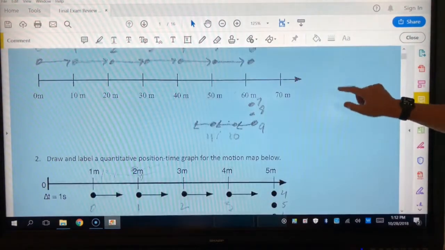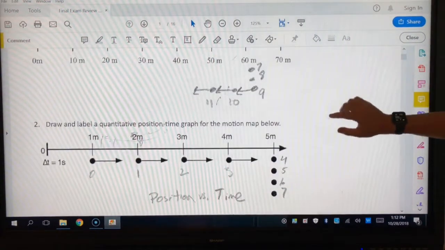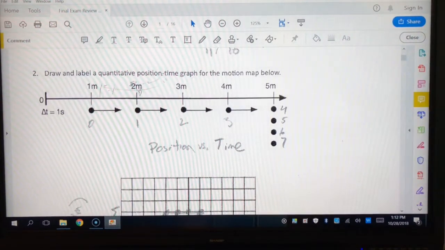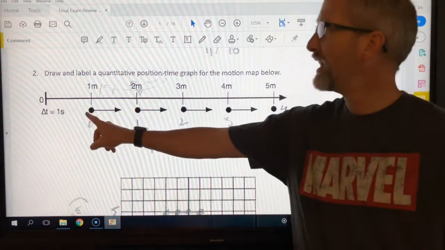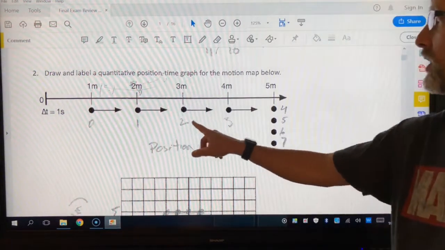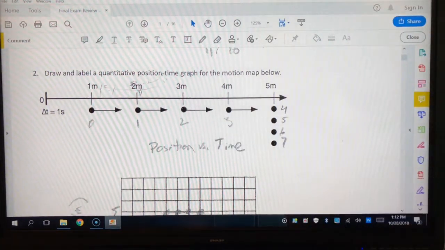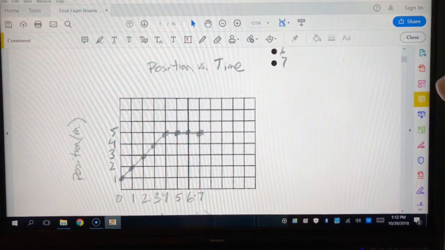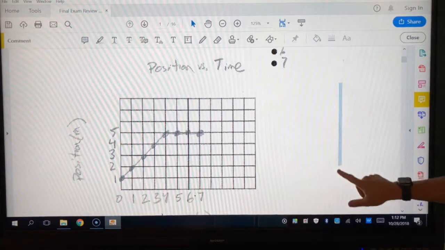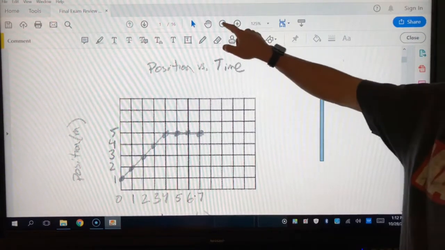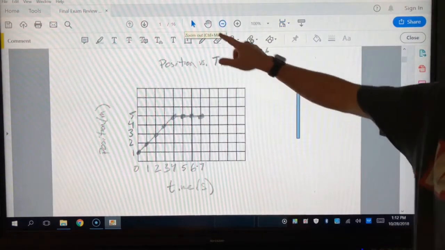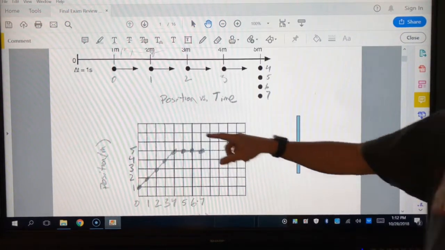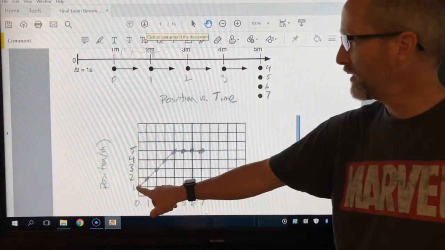On the next one, it wants us to draw and label a quantitative position versus time graph for the motion map below. I would start at the first dot, put a 0, and then put your numbers all the way through. So now you see kind of what it's doing. Our position versus time here, it starts at 1 meter. So let's go ahead and make this a little bit smaller so we can see what's going on. We've got it starting at 1 meter. So there's the 1 meter.